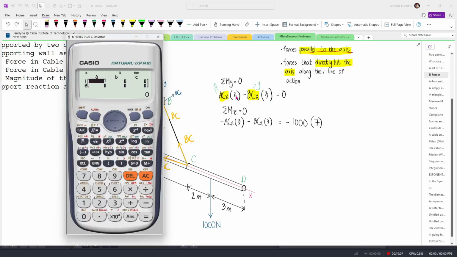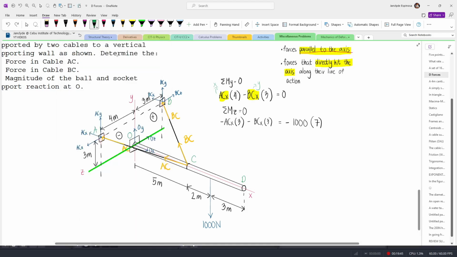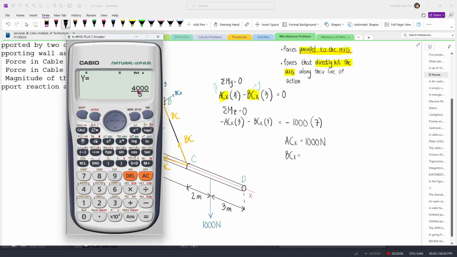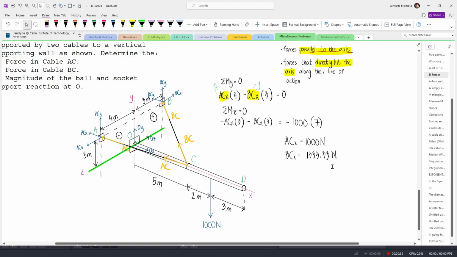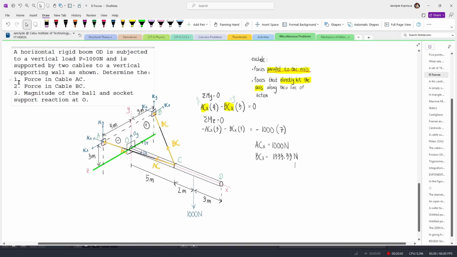So we have 4 minus 3 equals 0. For the second equation, we have minus 3 and also minus 3, equal to minus 1000 times 7. Pressing equals, x is equal to 1000. So ACX equals 1000 newtons, and our BCX will be 4000 over 3, which is approximately 1333.33 newtons. And so we can now solve for AC and BC for the first and second question.